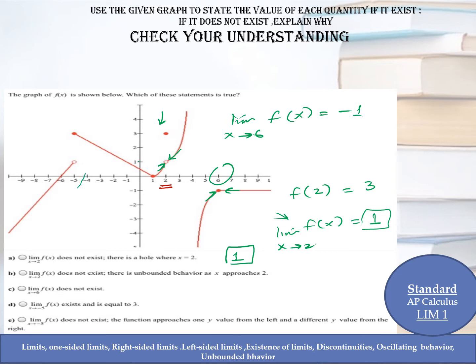Now here at -5, yes, the limit does not exist. Why does the limit not exist at -5? Because the limits from the left and the right do not exist, whereas they are saying that the limit as x approaches -5 exists. So this is a false statement.